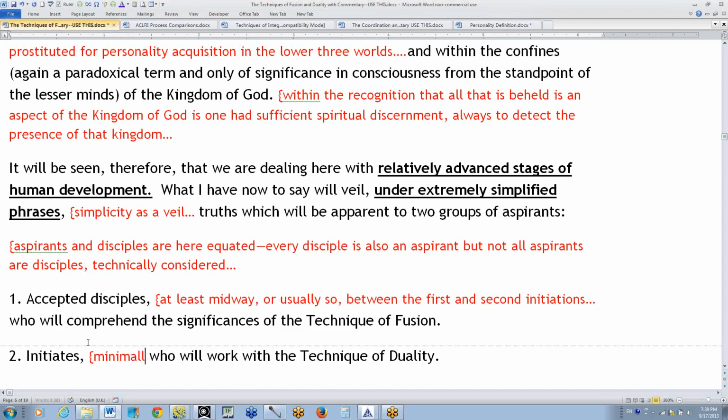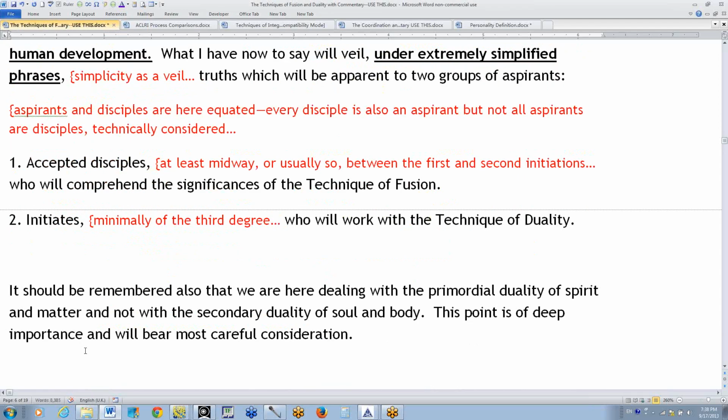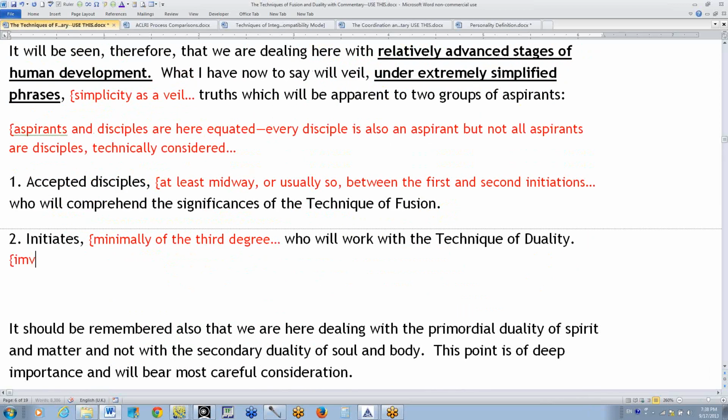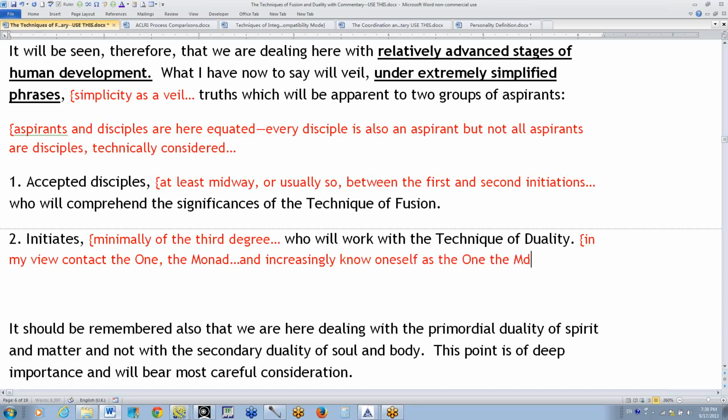which will mean, really, minimally, of the third degree, who will work with the technique of duality. And in my view, contact the one, the monad, and increasingly know oneself as the one, the monad, pure being.